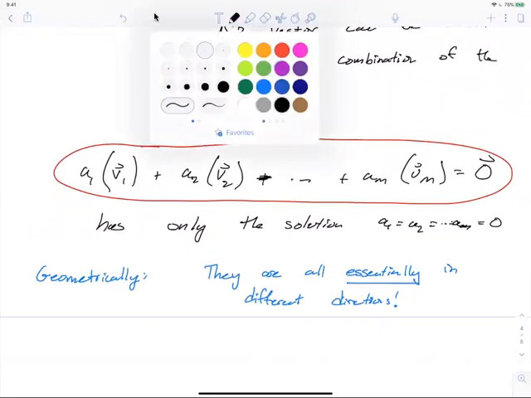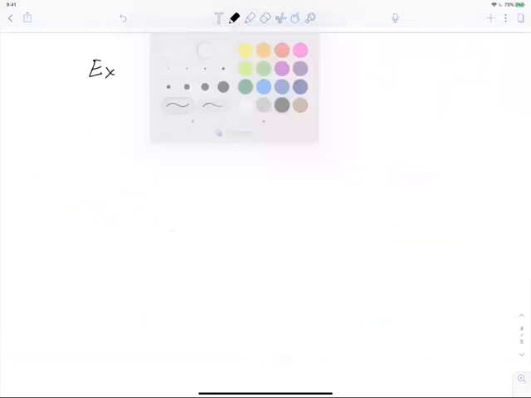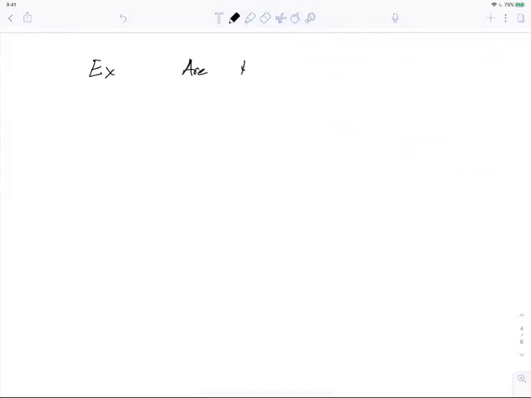So let's just do kind of a hands-on example here. Right now we want to ask, are certain vectors linearly independent? So let's consider the vectors. Are these vectors 1, 2, 3, 2, minus 1, minus 1, and 4, 3, 5 linearly independent?